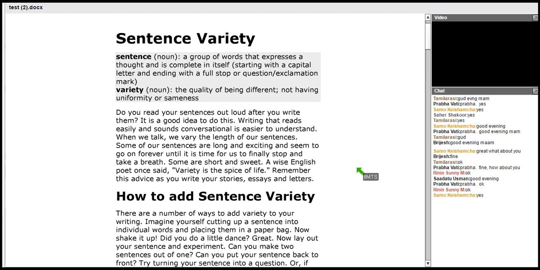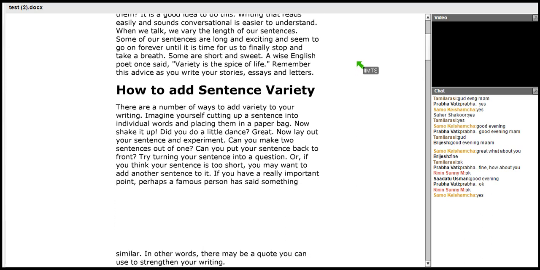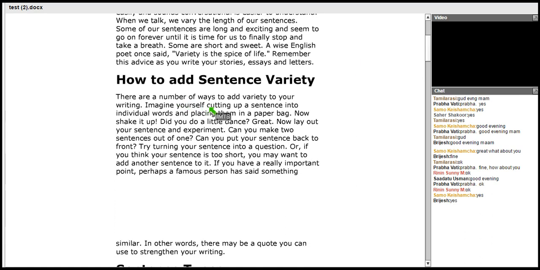Remember this advice as you write your stories, essays and letters. How to add sentence variety? That is the question. There are a number of ways to add variety to your writing. Imagine yourself cutting up a sentence into individual words and placing them into a paper bag. Now shake it up. Did you do a little dance? Great. Now lay out your sentences and experiment. Can you make two sentences out of one? Can you put your sentences back to front? Try turning your sentence into a question.